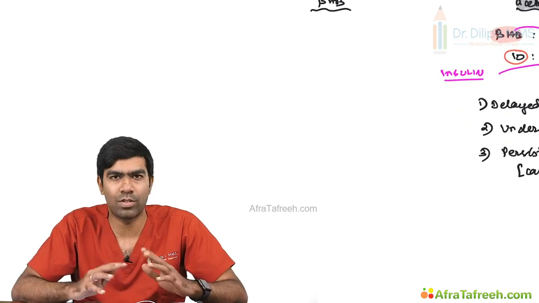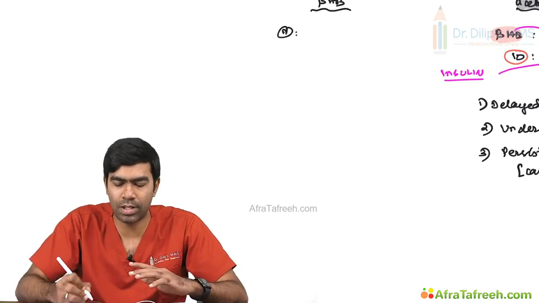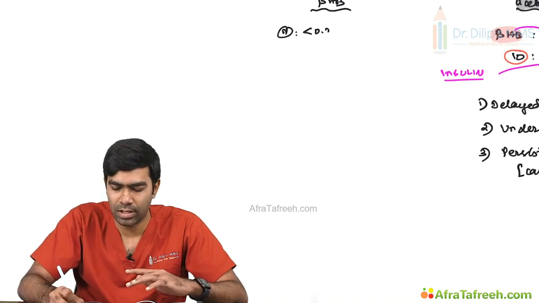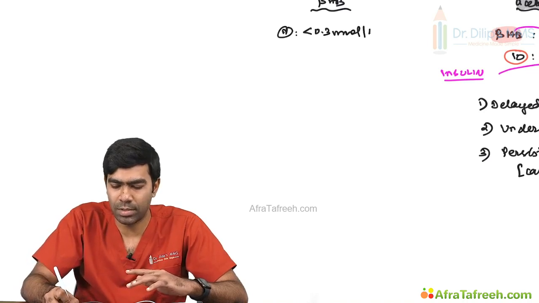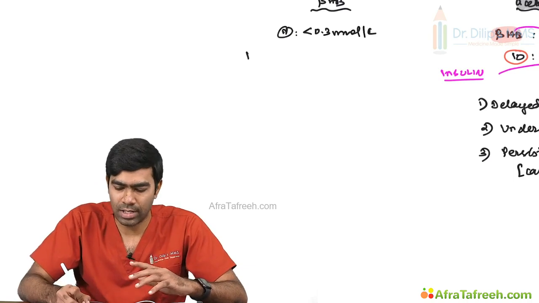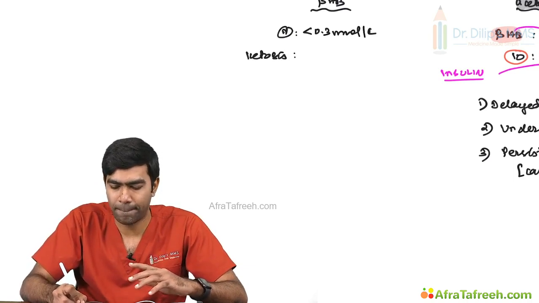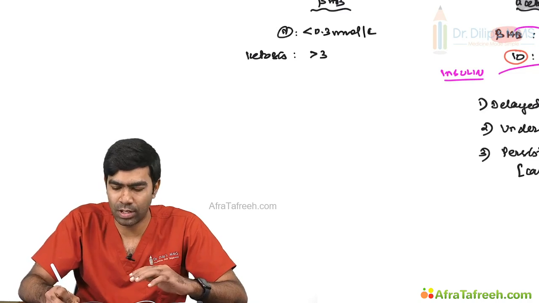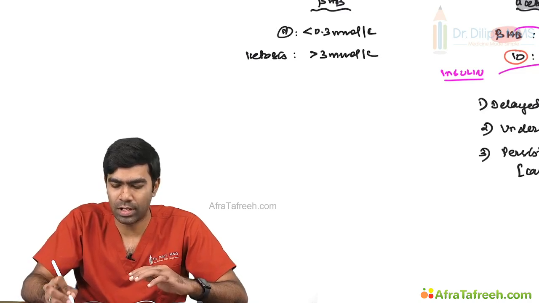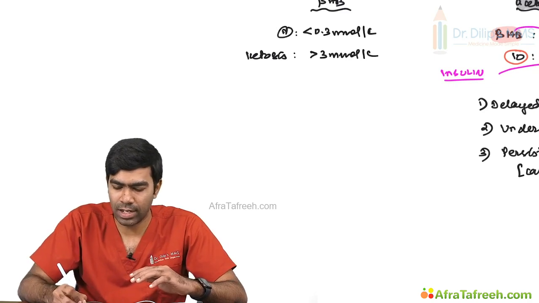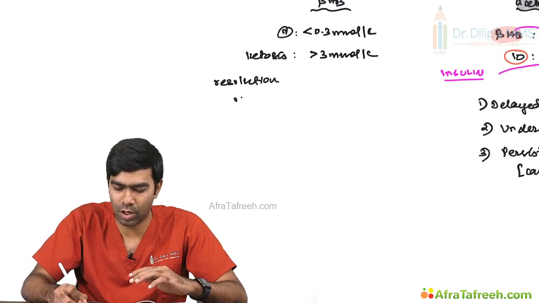So what are the various values that you have to know? So normal beta-hydroxybutyrate in the plasma should be less than 0.3 to 0.6 millimoles per liter. And in the setting of overt ketosis, like DKA, the values will be more than 3 millimoles per liter. That's the diagnostic cutoff.